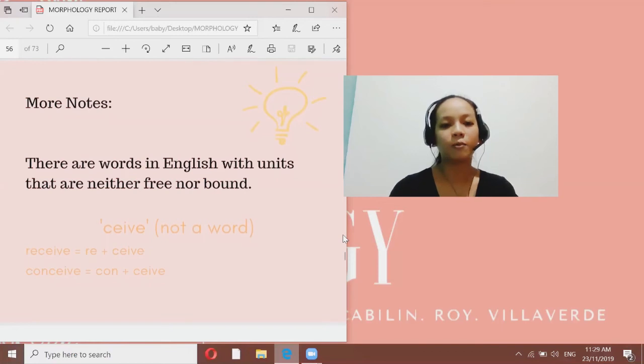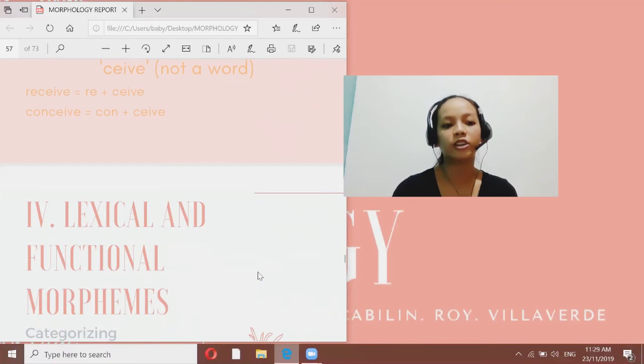Then Jet will discuss the lexical and functional morphemes.